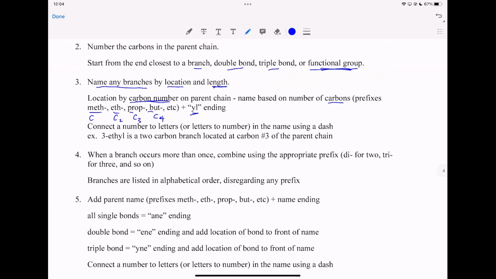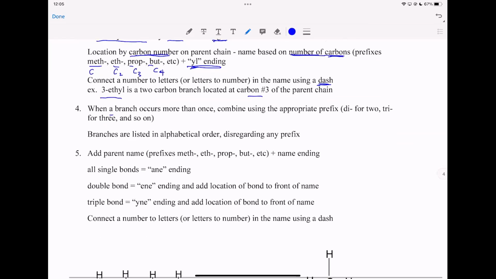Location is the carbon number. And then the name is based on the number of carbons with those prefixes. And then you add the YL ending. And then you connect the number to the letters using a dash. So for instance, I just wrote 2-ethyl, or 3-ethyl would be a 2 carbon branch located at carbon number 3. Okay, so step number 4 says if you have a branch more than once, you combine them using an appropriate prefix. We don't have more than 1 branch.